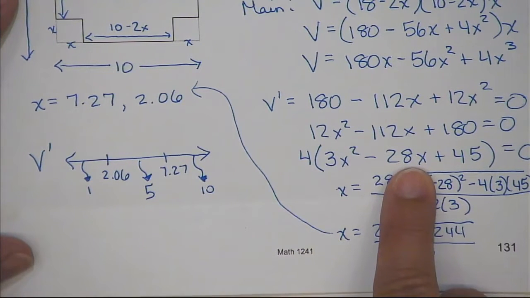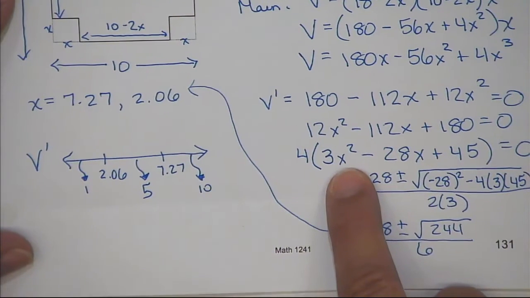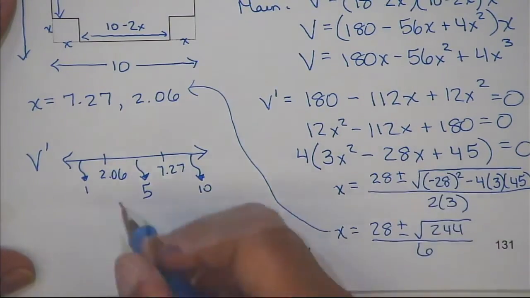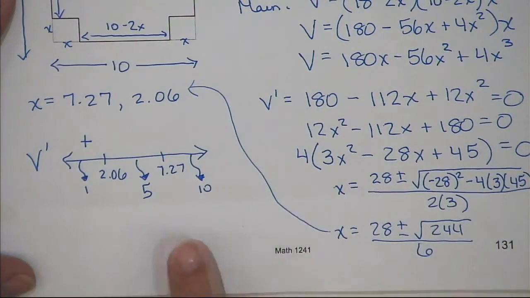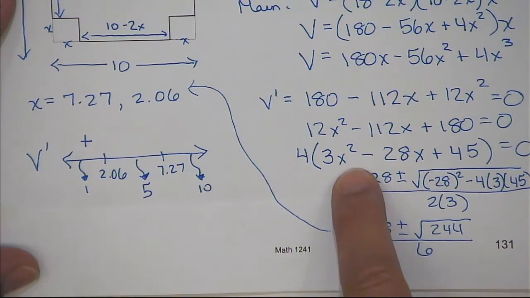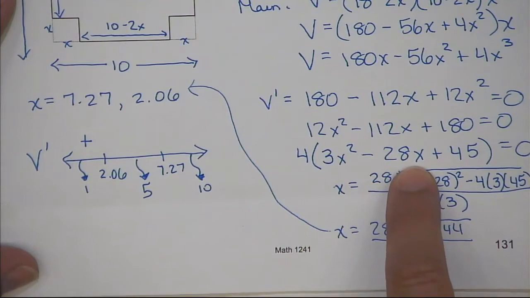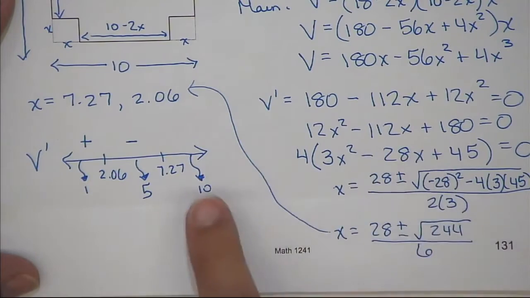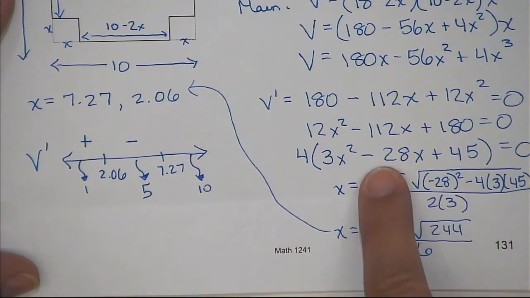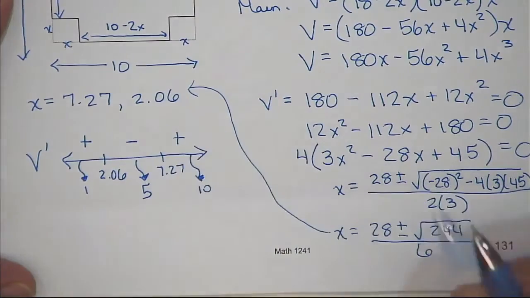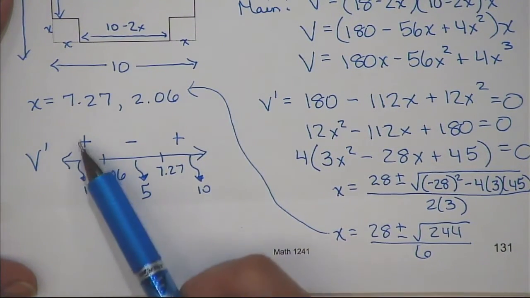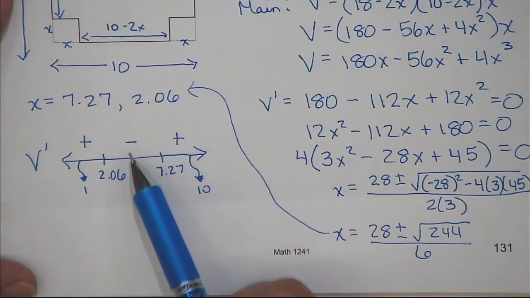Okay. So if I plug 1 in, I've got 3 minus 28 plus 45, which is a positive number. If I plug 5 in here, 75. It's going to give me a negative number. You can use your calculator for that. I'm just trying to save some time. And then plug in 10 in here, and that's definitely a positive number. Okay. So the proof is that 2.06 went from increasing, positive, to decreasing, minus.